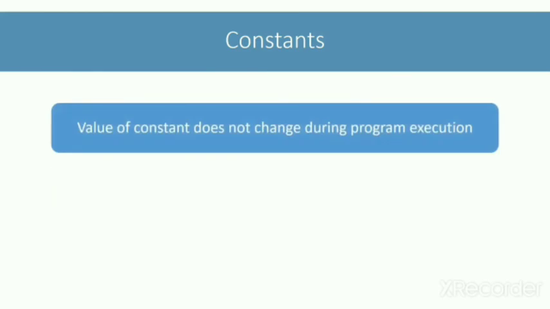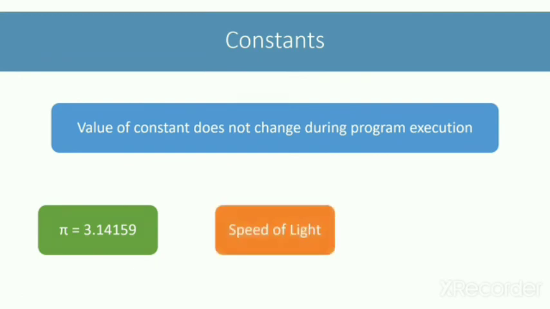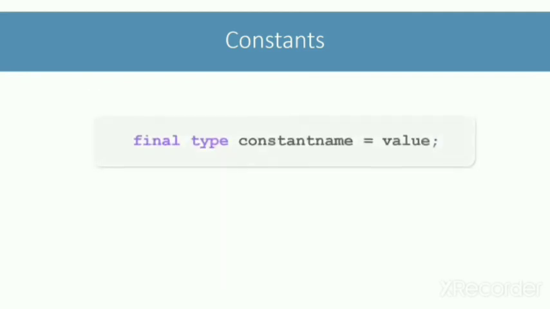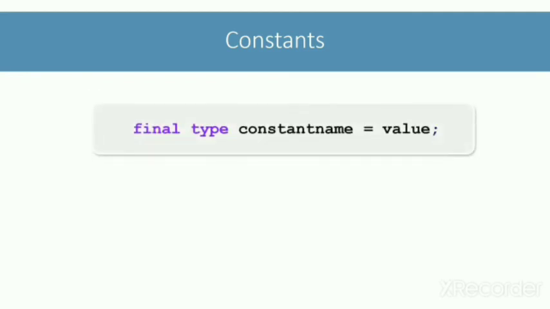Some examples of such values can be the constant pi. We want pi to have a value of 3.14159. Other examples can be that of speed of light or number of days in a week. Java provides a way to declare such constant values. The syntax to declare a constant value is this.